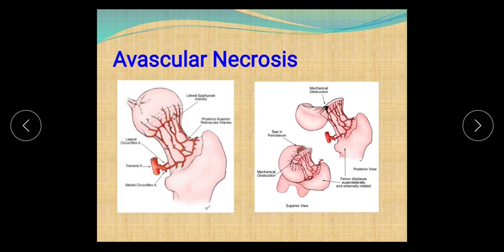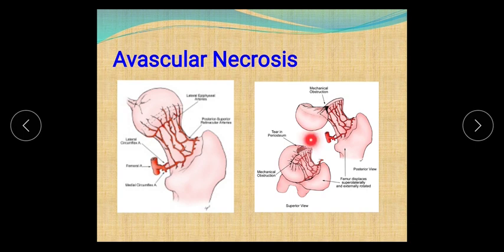In this image you can see the medial circumflex artery and lateral circumflex artery, they form the outer ring, the extracapsular ring. Then the ascending cervical branches arise and they continue as the retinacular arteries. Then they form the intra-articular subsynovial ring. From these the epiphyseal arteries arise.